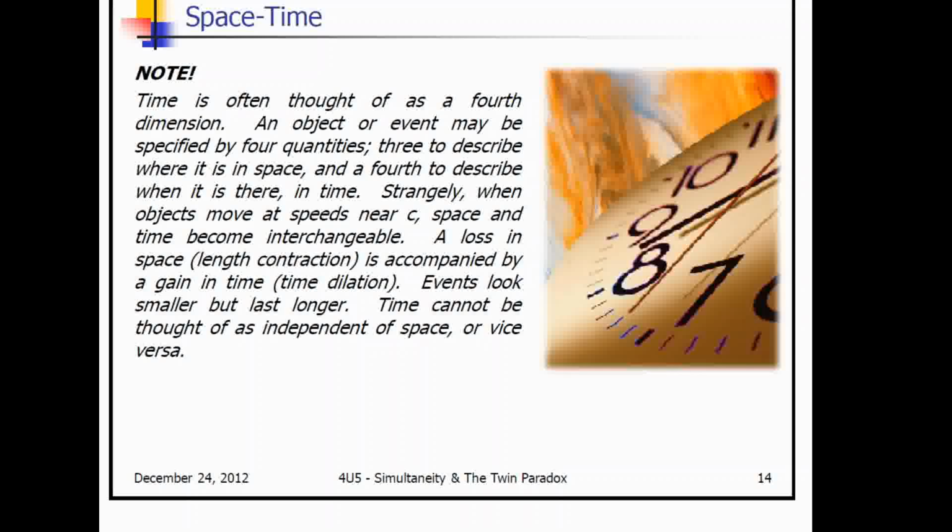Strangely, when objects move at speeds near c, space and time become interchangeable. A loss in space is accompanied by a gain in time. Events look smaller but last longer. Time cannot be thought of as independent of space or vice versa. This is why we have that space-time, because when that length is contracting, we have this increase in time.